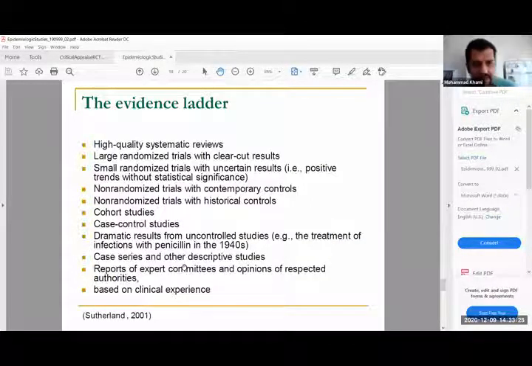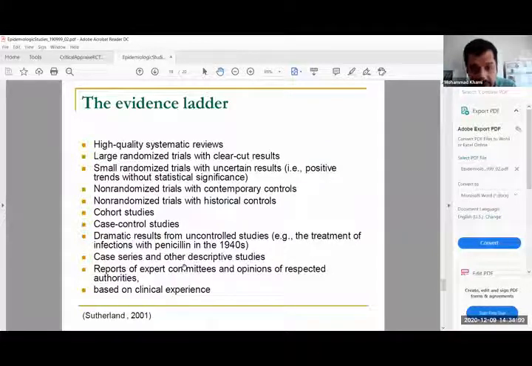And you can see again, high quality systematic reviews are at the top. Then we come to large randomized trials with clear-cut results, certain results. Then we come to small randomized trials with uncertain results, for example, positive trends without statistical significance. Then we come to non-randomized trials with contemporary controls. So although they are non-randomized, they have controls in the study.